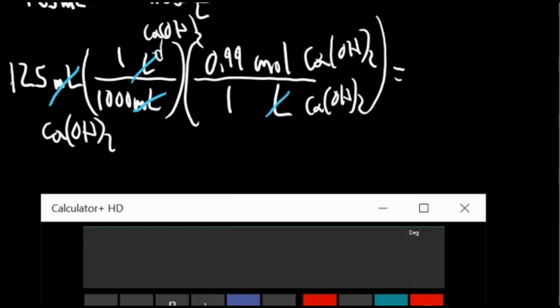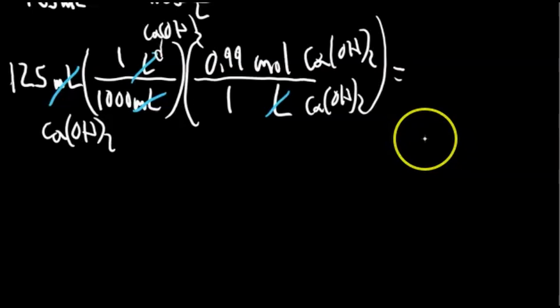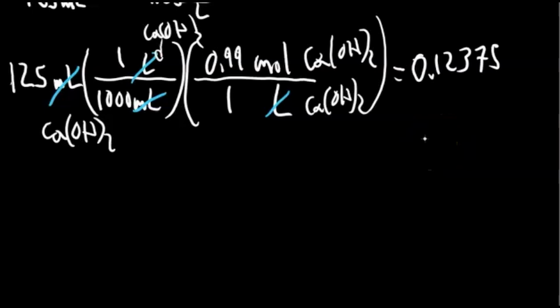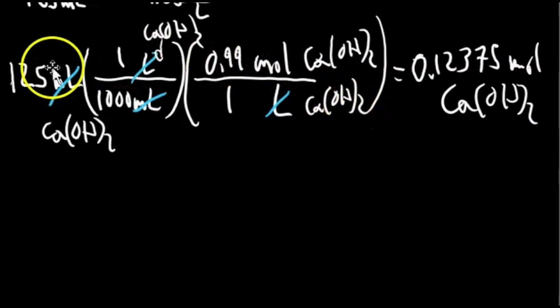So 125 divided by 1,000 times 0.99 is 0.12375 moles of Ca(OH)2 there. And it's sometimes customary to put a line over the last significant digit, since this number is only significant to 2 decimal places. So this is our step 1.